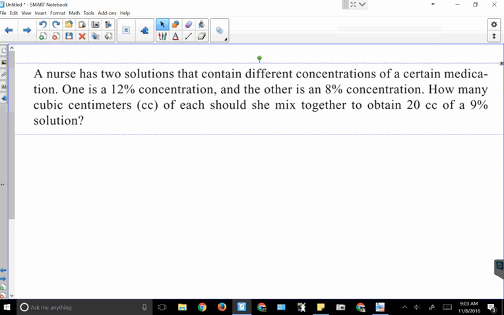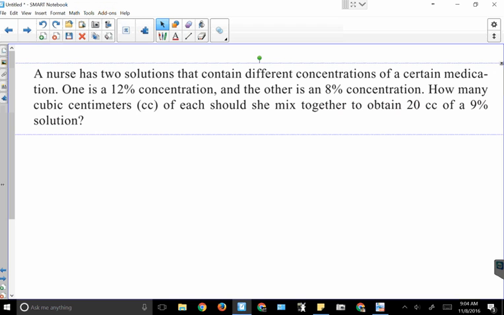A nurse has 2 solutions that contain different concentrations of a certain medication. One is 12%, the other one is an 8%. How many cubic centimeters of each should she mix together to obtain 20 cc's of a 9% solution? And you're kind of like, well, okay. There's always going to be two situations here that you got to look at. One is the amount and the other one is a value. Now, it doesn't matter whether it's applied in this situation. You can apply it to money. You can apply it to a lot of different things.